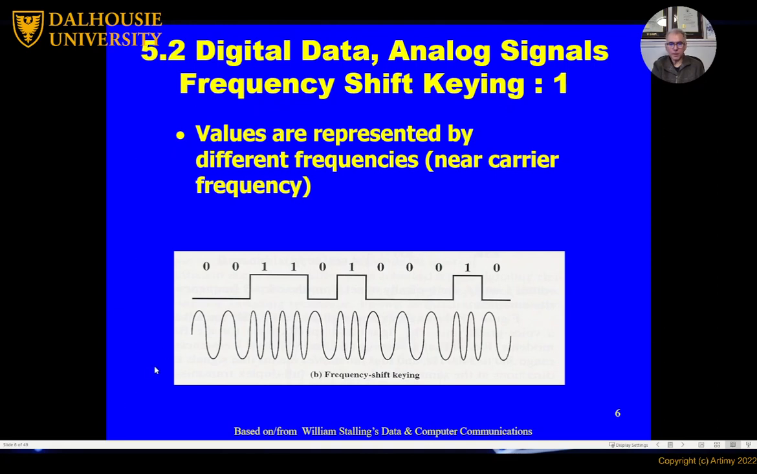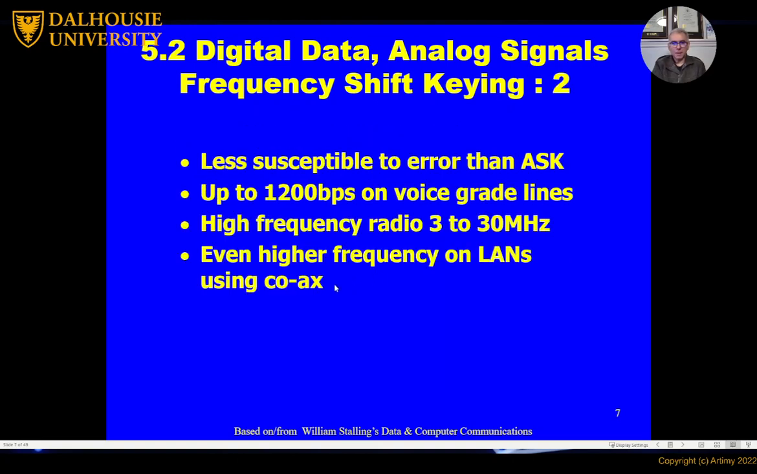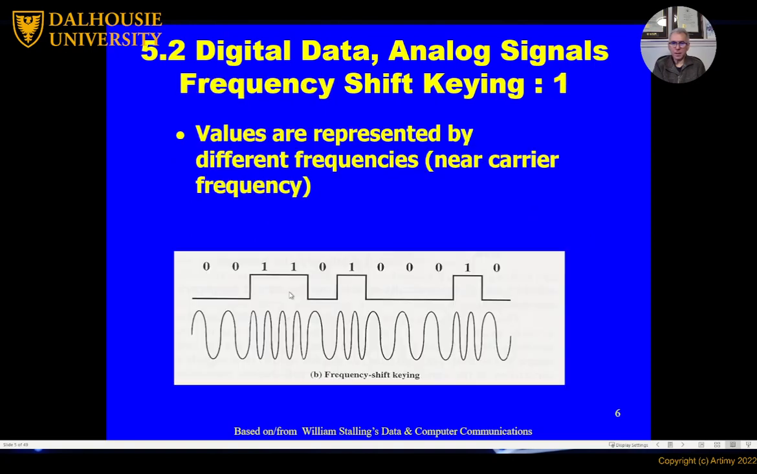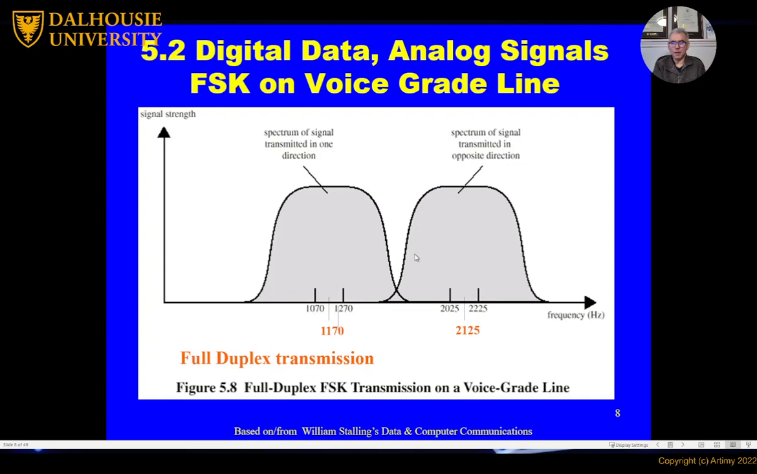Now here, the noise still may affect the signal. Imagine the noise creating these little spikes that are added to the sinusoid, but they're not changing the frequencies. So we can still recognize the frequencies better. So it is less susceptible to errors than the amplitude shift keying. So we can actually use it for higher frequency transmissions. The first one is maybe good for up to 1200 bits per second. This one is a bit higher.